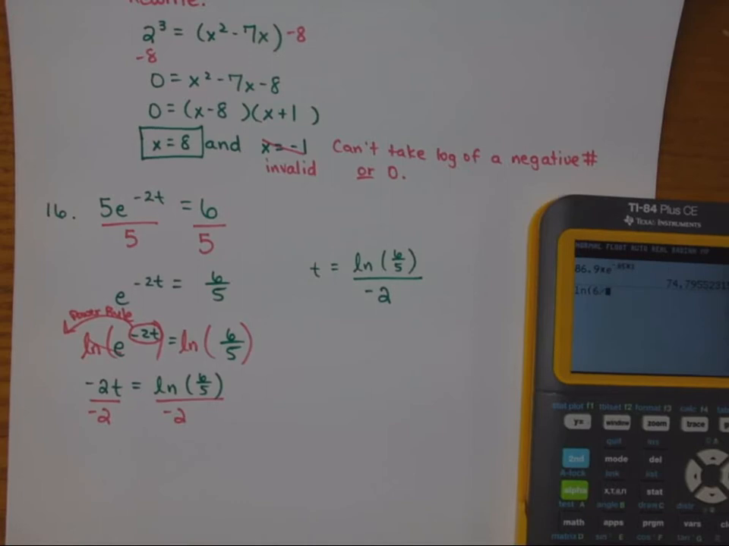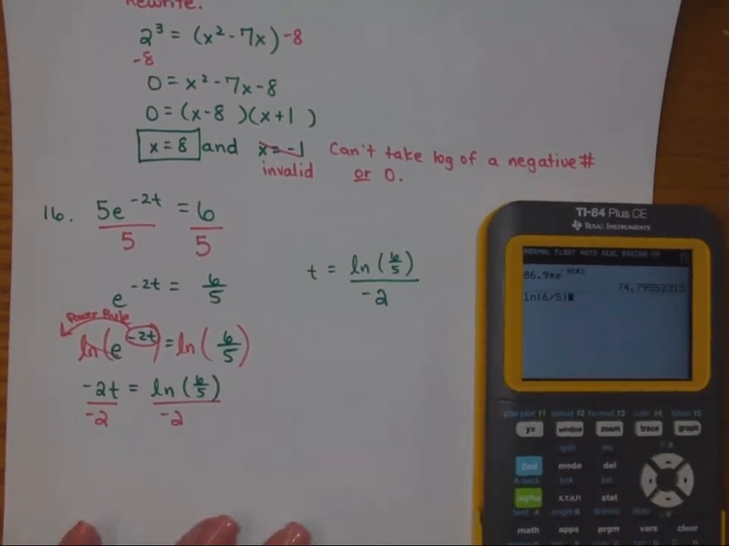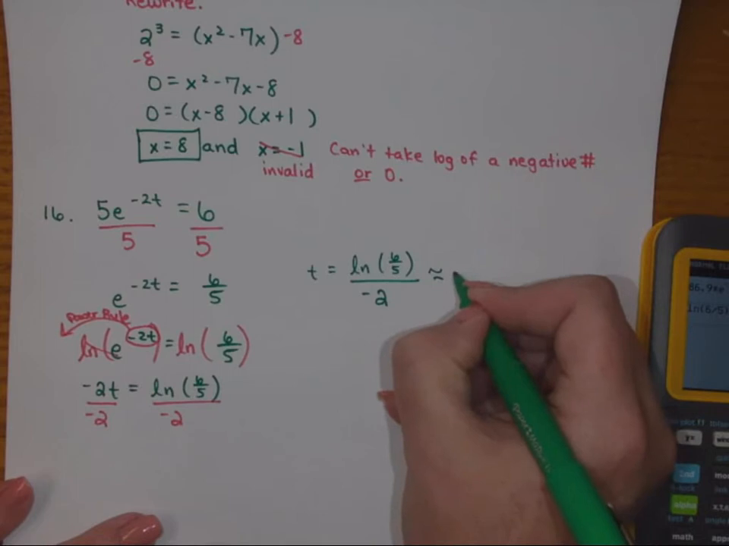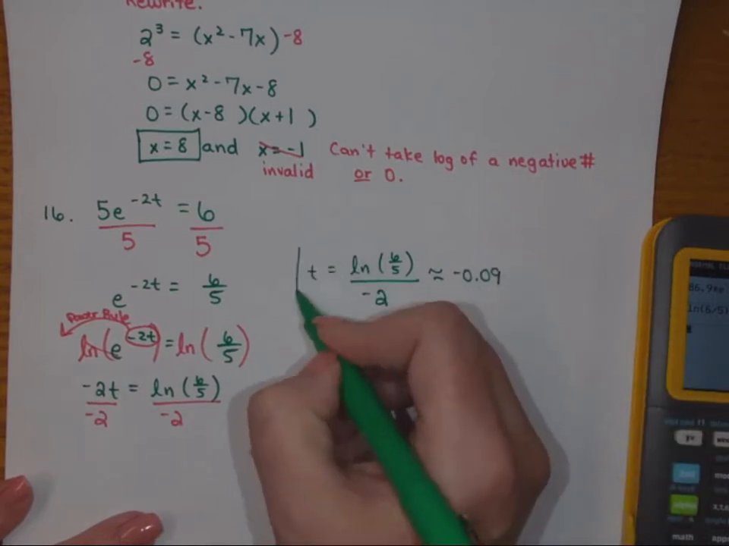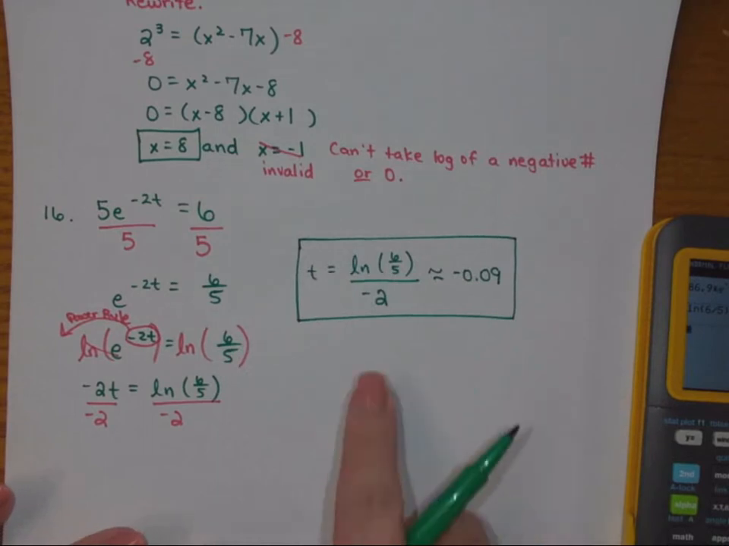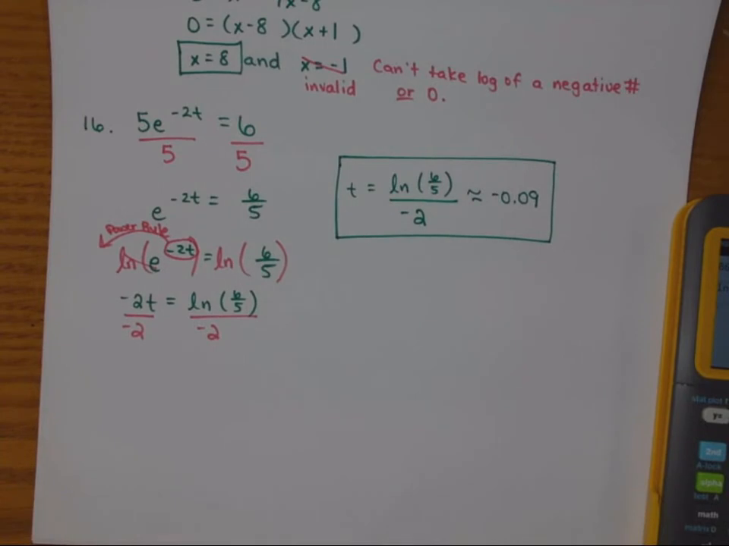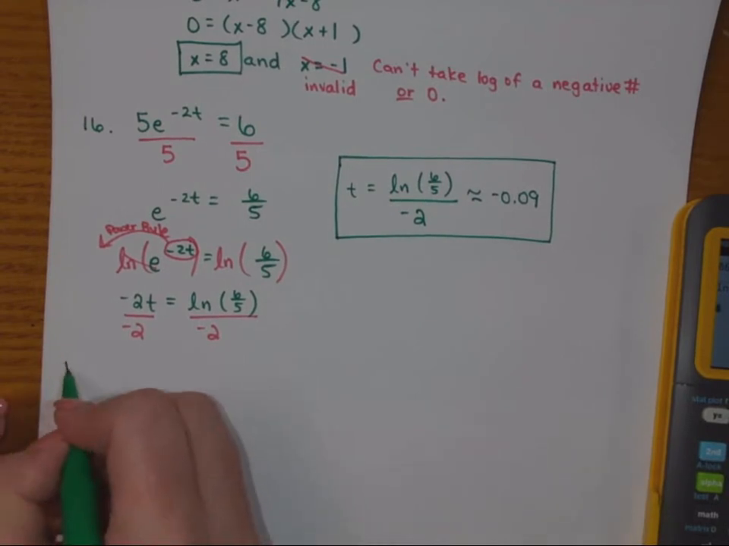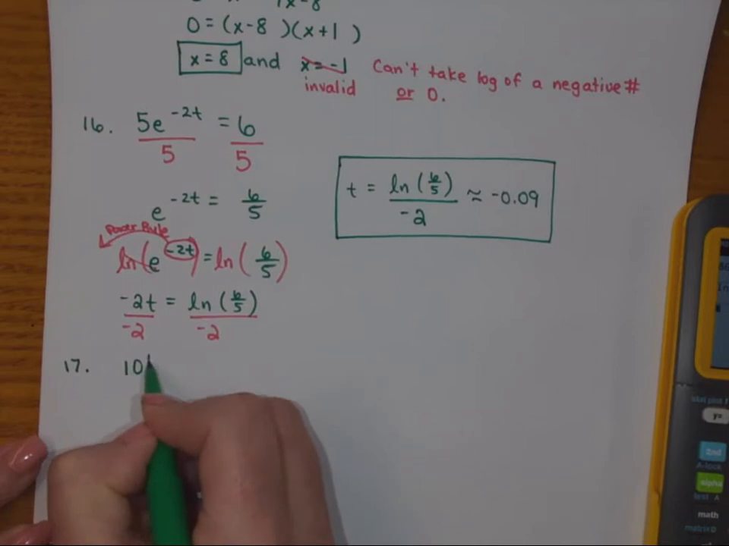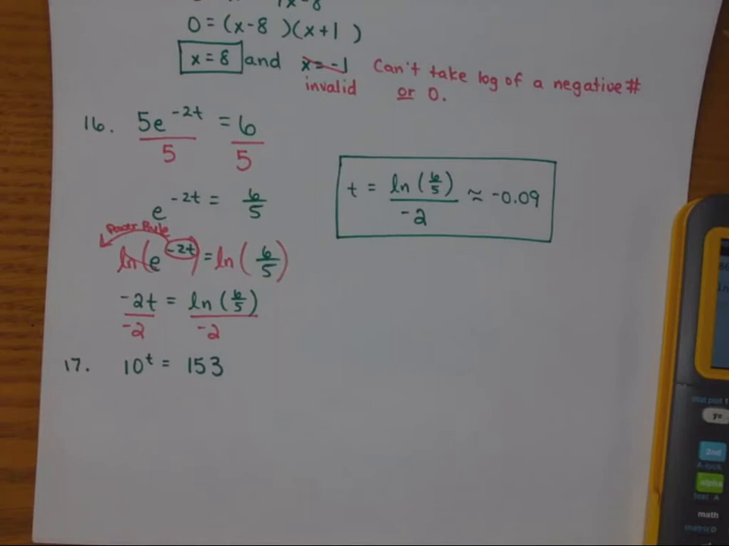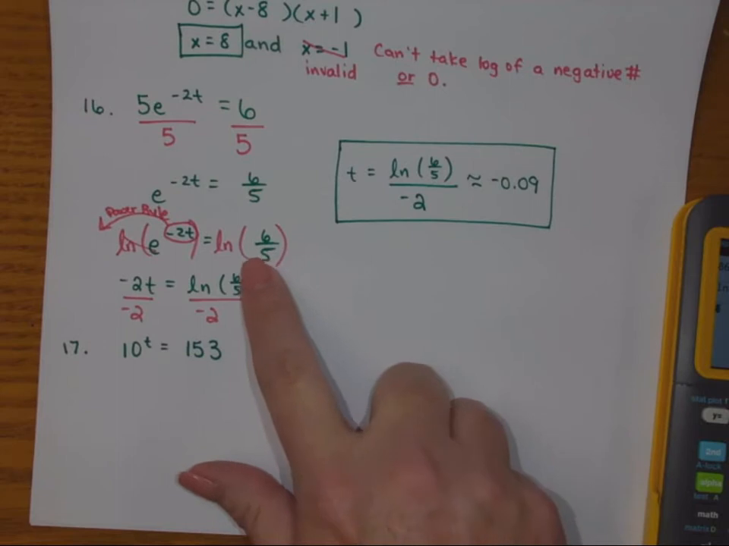So the natural log of 6/5 and then divided by negative 2. Okay, so let's say we're going to round it to 2 decimal places. So this is approximately negative 0.09. Okay, so I'm going to circle both of these because on the test I'm going to ask you for the exact answer, which is this, and then also what that comes out to be approximately as well. Okay, so remember the power rule of logarithms allows us to get that variable out of the exponent spot. So I tend to use ln a lot.